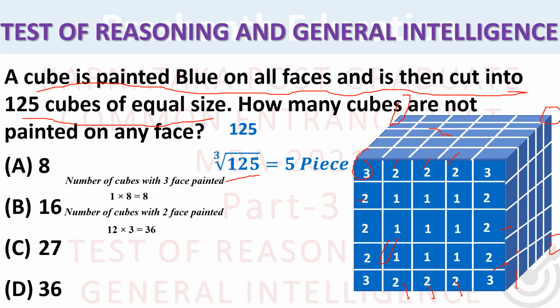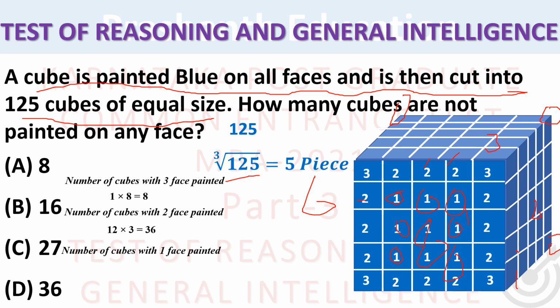Okay, now let's go to the one face cube. If you look at this here, this is 1, 2, 3, 4, 5, 6, 7, 8, 9. So 9 means all the faces. So 1, 2, 3, 4, 5, all the 6 faces will be painted with these 9 cubes.